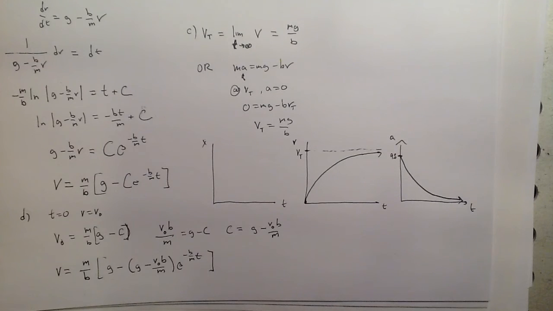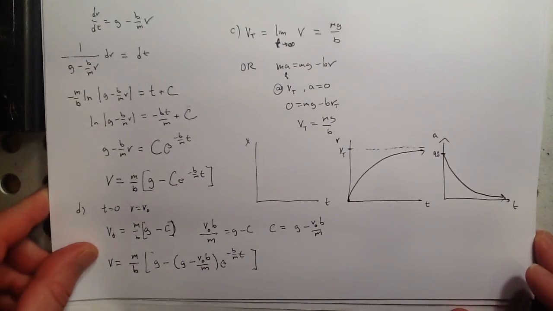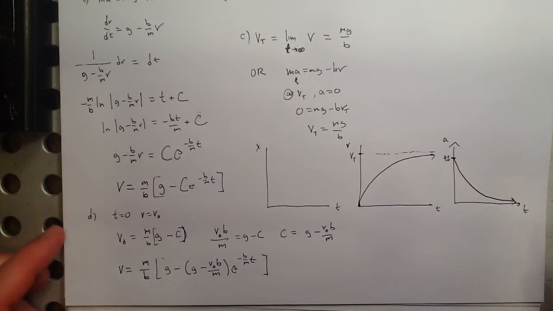Now, you might be thinking, reach terminal velocity? According to these models, you never really reach terminal velocity. You just get really, really, really close to it. In reality, you really do get there, because we cannot measure these things with infinite precision, right?